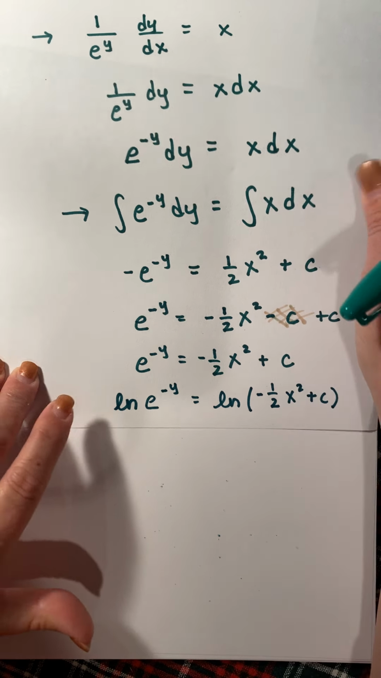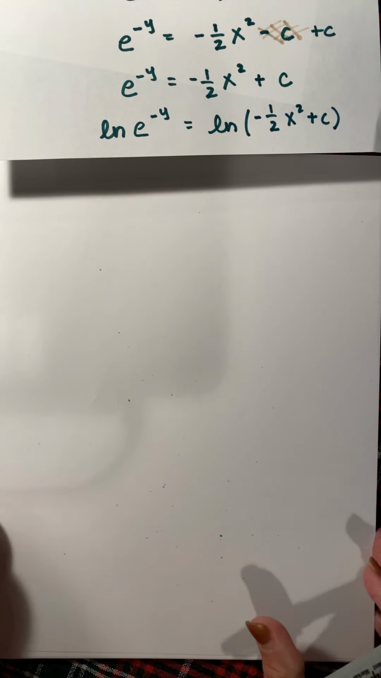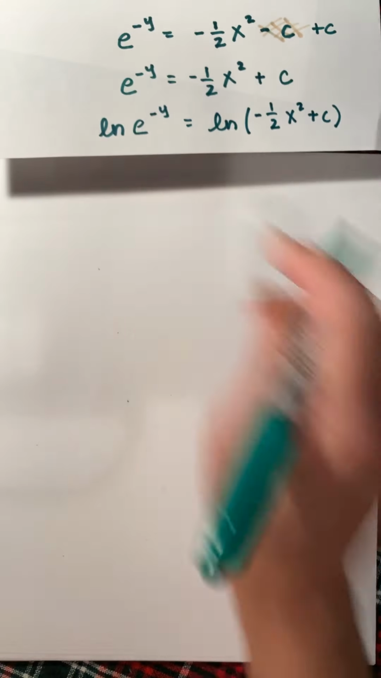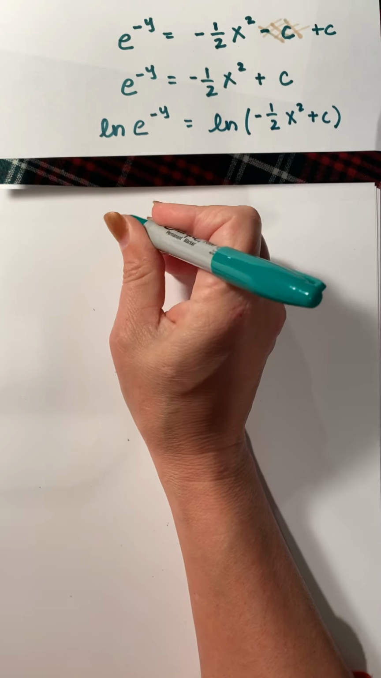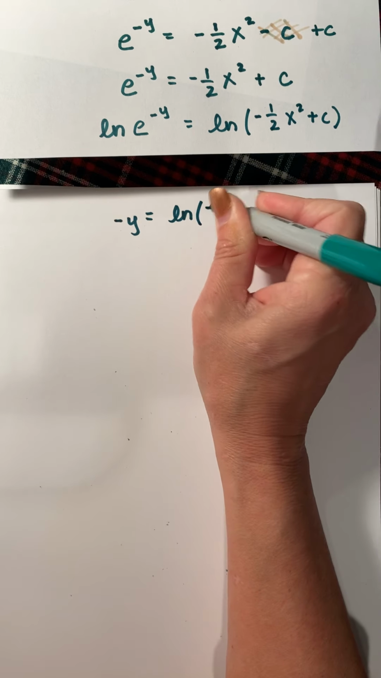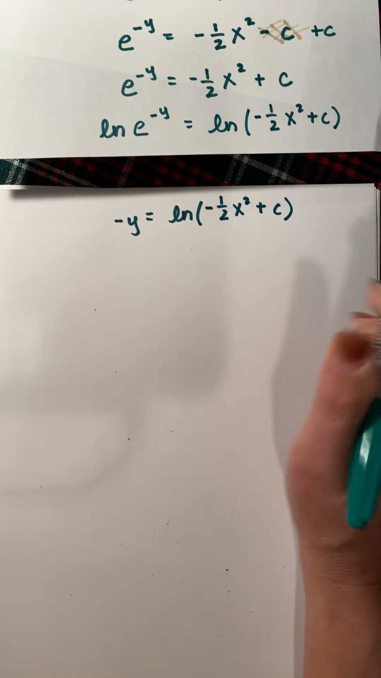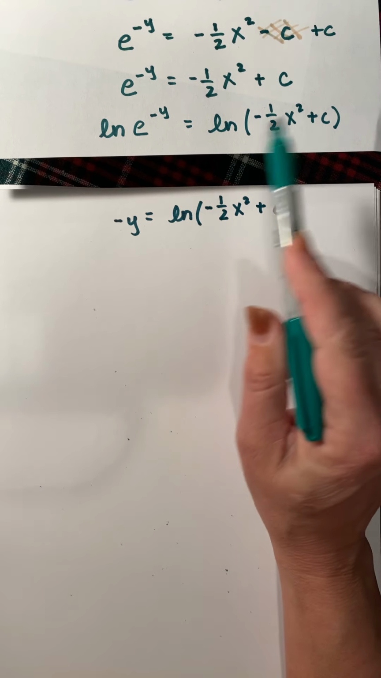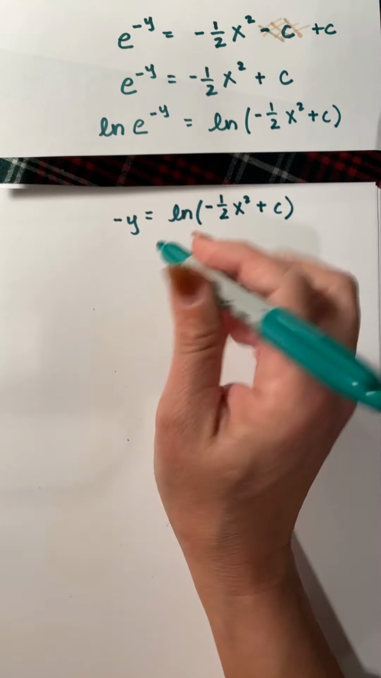So now we have the natural log of e to the negative y. Well, we bring the negative y out front. The natural log of e is 1. So negative y equals the natural log of negative 1/2 x squared plus c. It's very important that that plus c is absorbed inside of the log. If it's not, then that's not the solution.